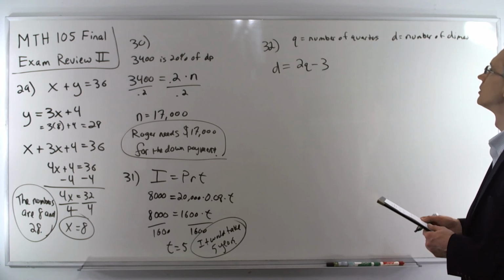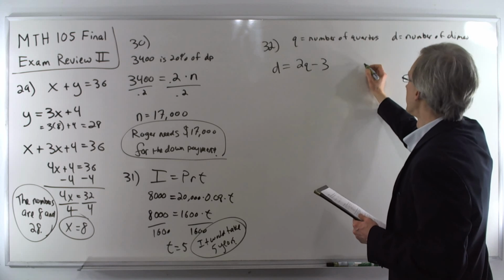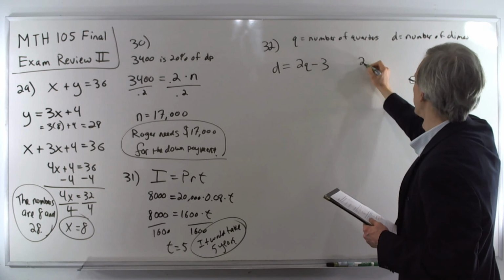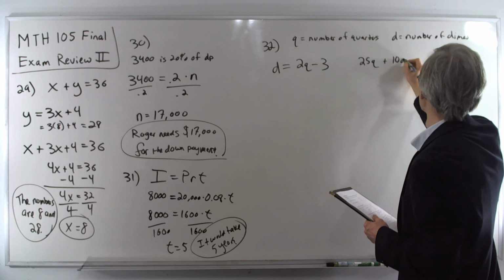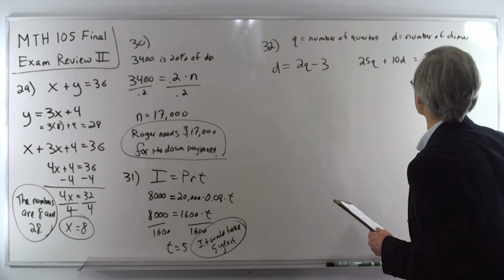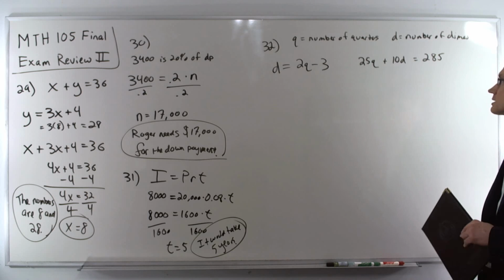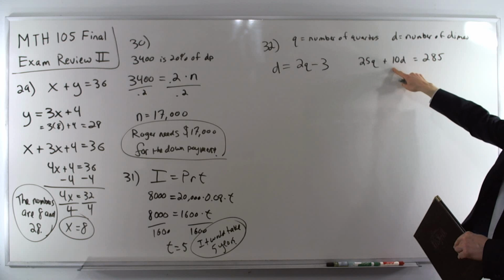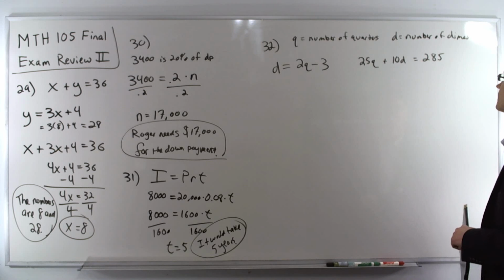And now, we know that each quarter is worth 25 cents, so that's 25 times Q, and each dime is worth 10 cents, so plus 10D equals 285 cents. I like to use cents instead of a bunch of decimals, but you could do 0.25Q plus 0.10D equals 2.85. That's another way of doing it.